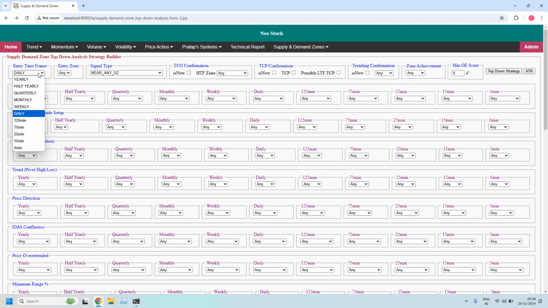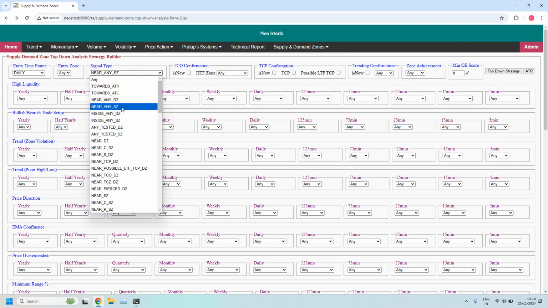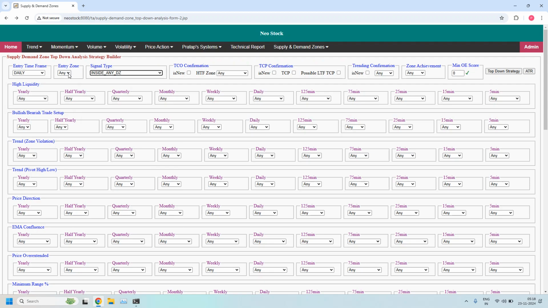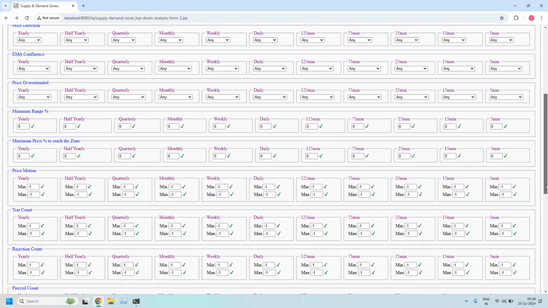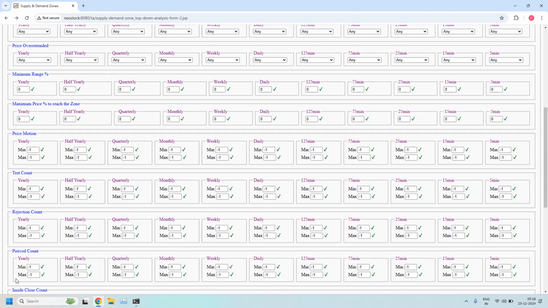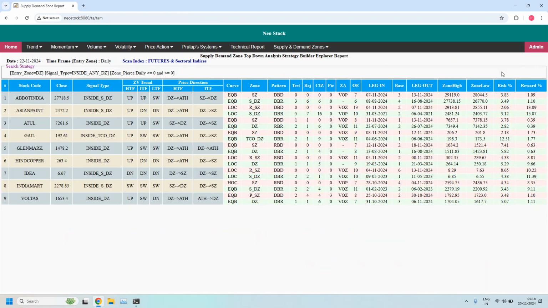Okay, next for daily time frame, let's find the stocks where price closed inside the daily demand zone. These daily demand zones should not be pierced. So in the pierced count, at daily time frame, minimum value 0, maximum value 0. Now let me filter. We got 9 stocks. Currently, prices are closed in these 9 daily demand zones.